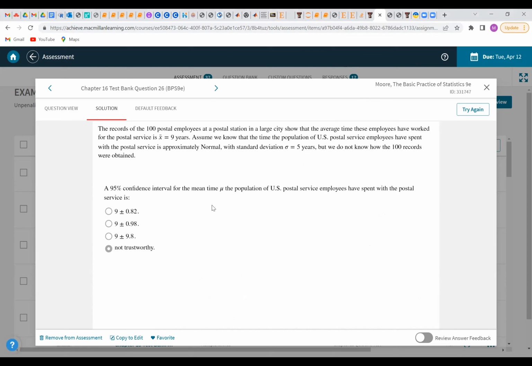Okay, the next problem is, the records of 100 postal employees at a postal station in a large city show the average time these employees have worked for the postal service is X bar, and the average time they work is 9 years. So that means X bar is 9 years. And we have sigma is 5, which is the population standard deviation. But we do not know how the 100 records were obtained. So we do not know how they obtained the sample, right? How did they do the sampling?